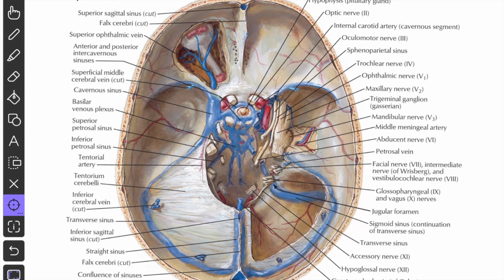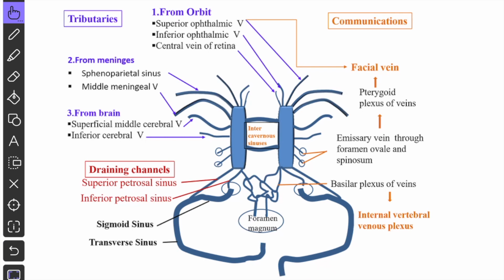Then a few inferior cerebral veins also open into the cavernous sinus. Then the sphenoparietal sinus. So this is the sphenoparietal sinus that opens into the cavernous sinus. Sometimes the anterior trunk of the middle meningeal vein, or the frontal trunk of the middle meningeal vein. So this is a diagrammatic representation.